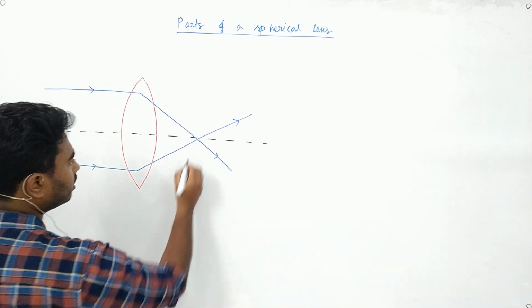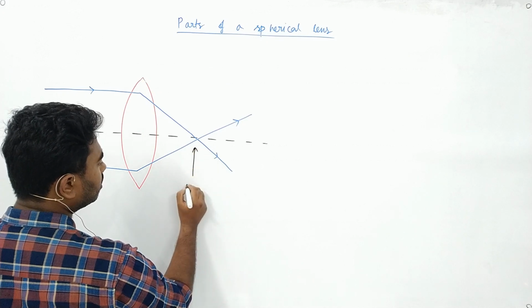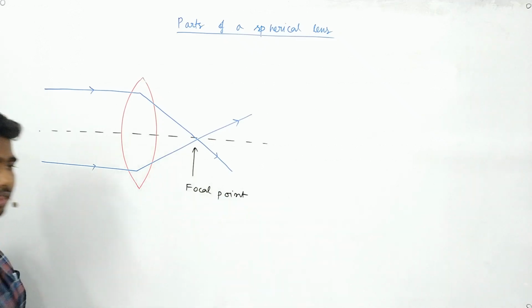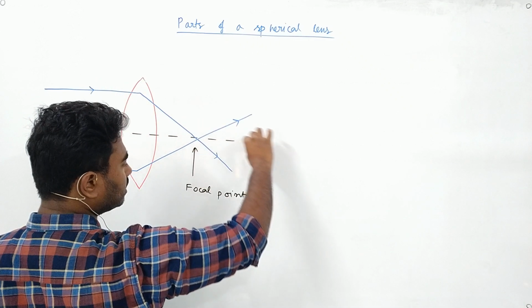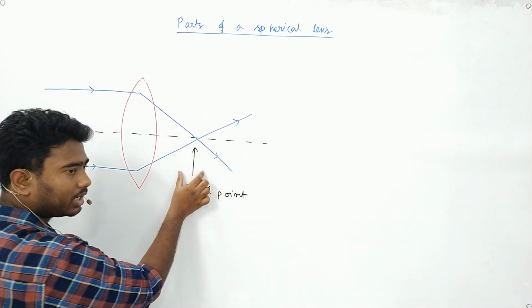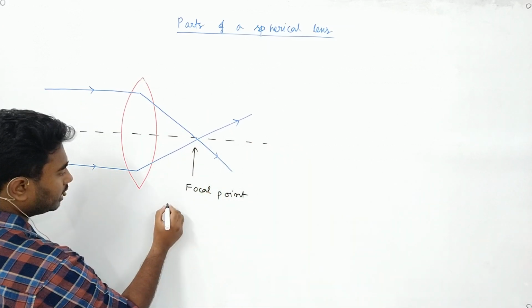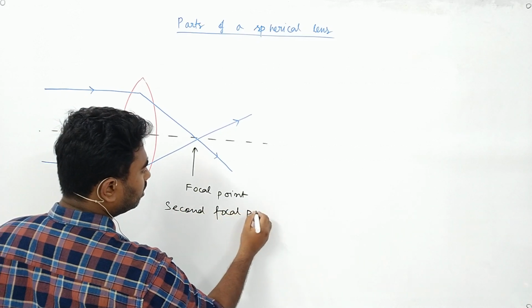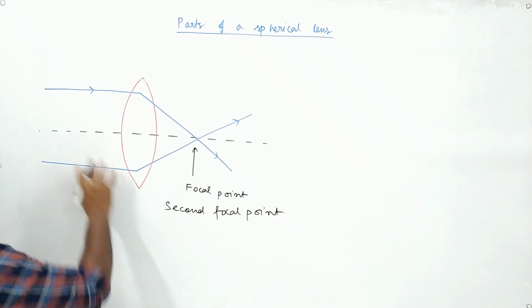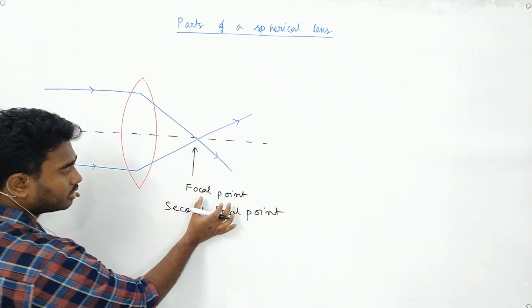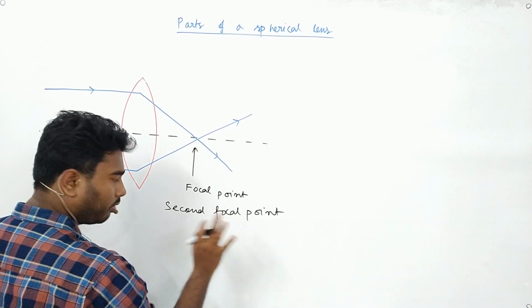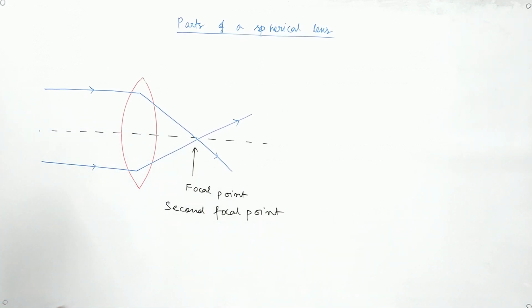This point is known as focal point. Now when the parallel lines come and they intersect, the focal point that will be formed is known as second focal point. So when the parallel lines come and meet, they will meet at a focal point that is known as second focal point.